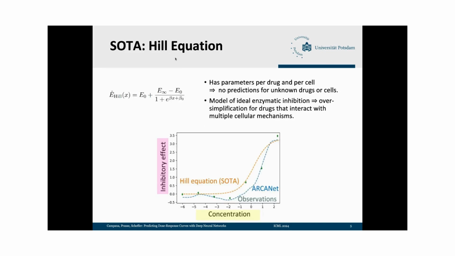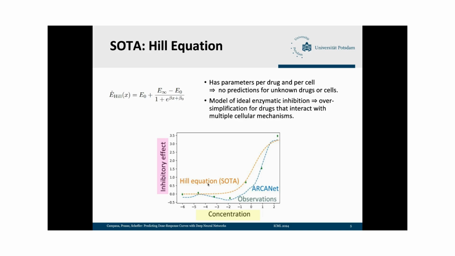Typically, to model dose response curves, different parametric models obtained from the Hill equation are used. These models assume that the effect follows a sigmoid dose response that goes from E0, the effect when the concentration of the drug is zero, to E infinity, the maximal effect achieved by that drug. Notice that these models have parameters associated to each of the drugs and cell lines, and this makes the prediction of dose response curves for new cells or drugs not possible.